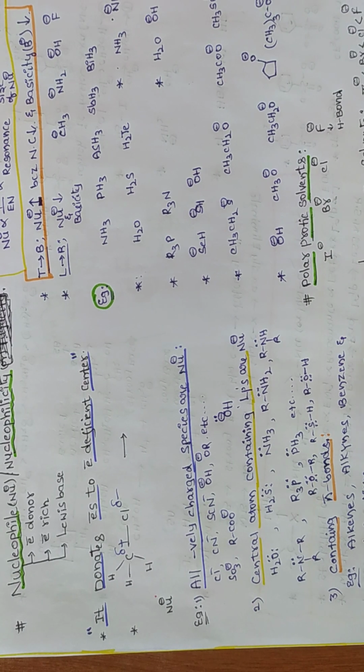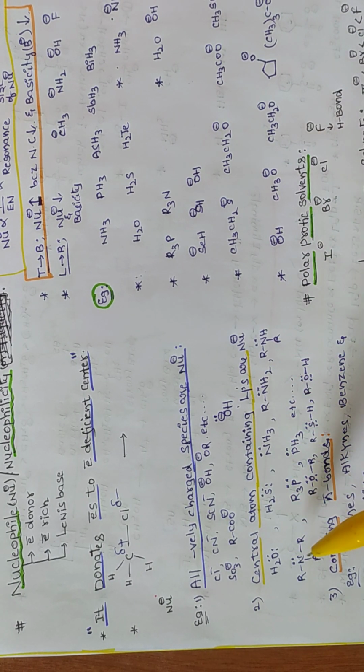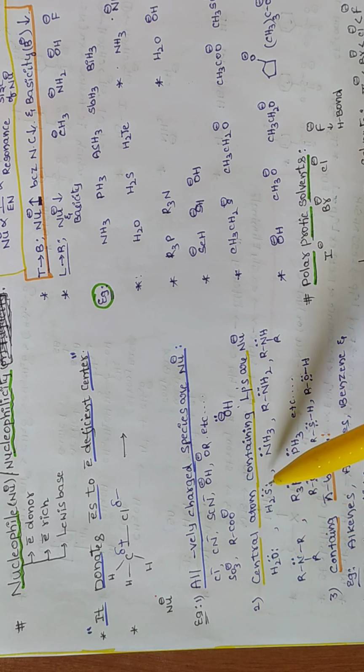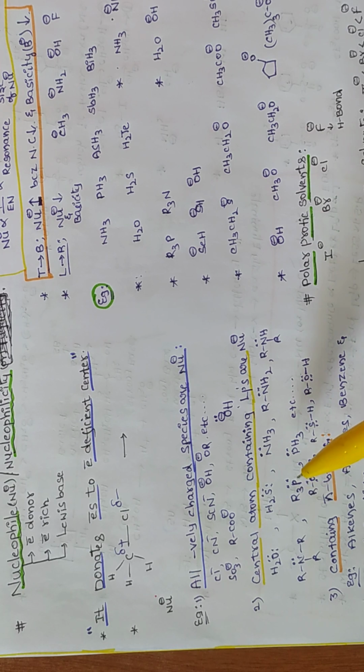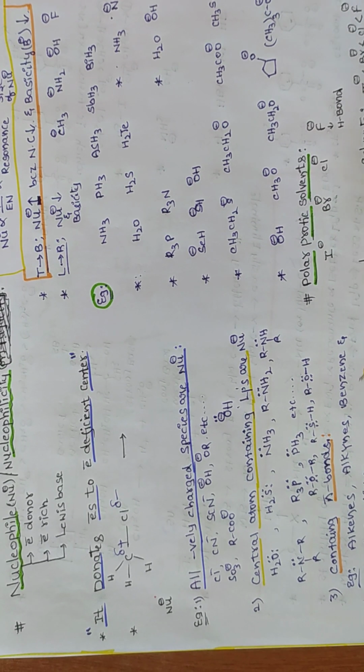Okay, next, the central atom. Now these are neutral molecules. In neutral molecules, if the central atom contains a minimum of one lone pair, then they also act as nucleophiles. Oxygen containing a lone pair, sulfur containing a lone pair, ammonia, primary amine, secondary amine containing a lone pair, tertiary amine, triphenyl or trialkyl phosphorus. Next, this is an ether, this is a thiol, this is an alcohol. All these species contain a minimum of one lone pair, so they act as nucleophiles.